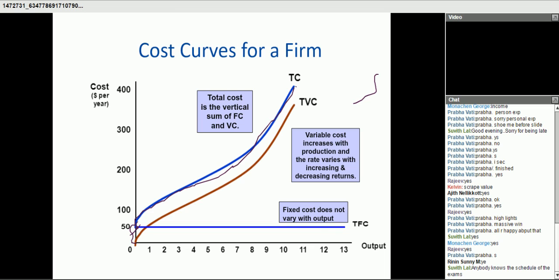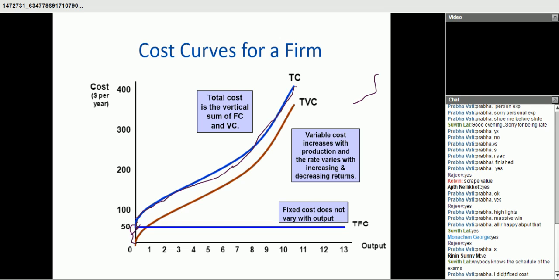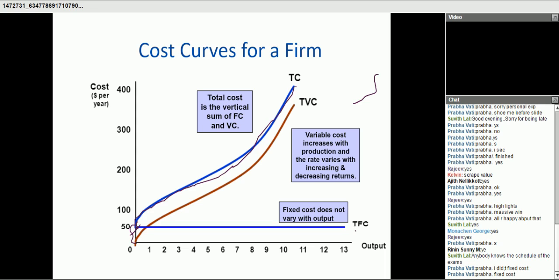Can I go to the next? Can you just read what's written over here? The first is fixed cost does not vary with the output. The variable cost increases with the production and the rate varies with the increasing and decreasing returns. Means it's dependent on the production. Okay, and total cost is the vertical sum of fixed cost and variable cost.